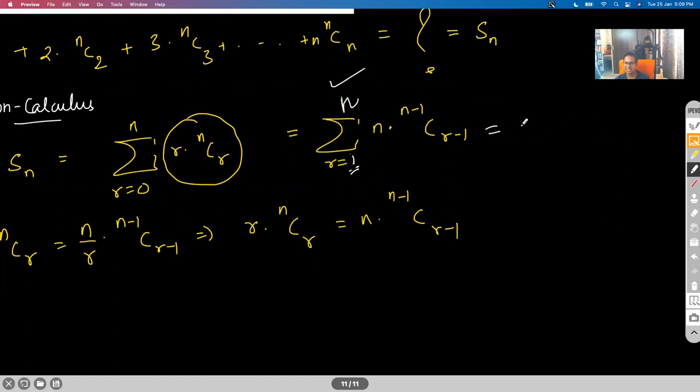Correct? Now write this n outside because your summation is applied to r, not to n. n is a fixed value, isn't it? So n will come out. It will not participate in your summation process, right? And you will be left with something like this.